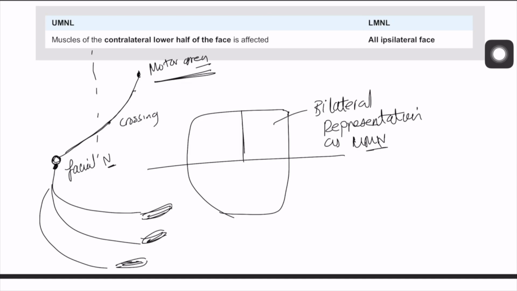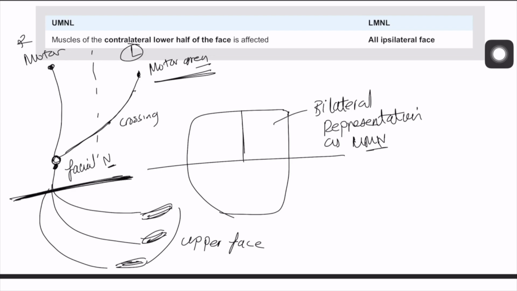However, the upper part of the face, if these muscles are the upper face, will have bilateral representation in the motor area. So this is, let's say, right and left. It will have bilateral representation. So what happens when you have a lower motor neuron lesion? It will be ipsilateral, and most importantly, upper and lower face are both affected.